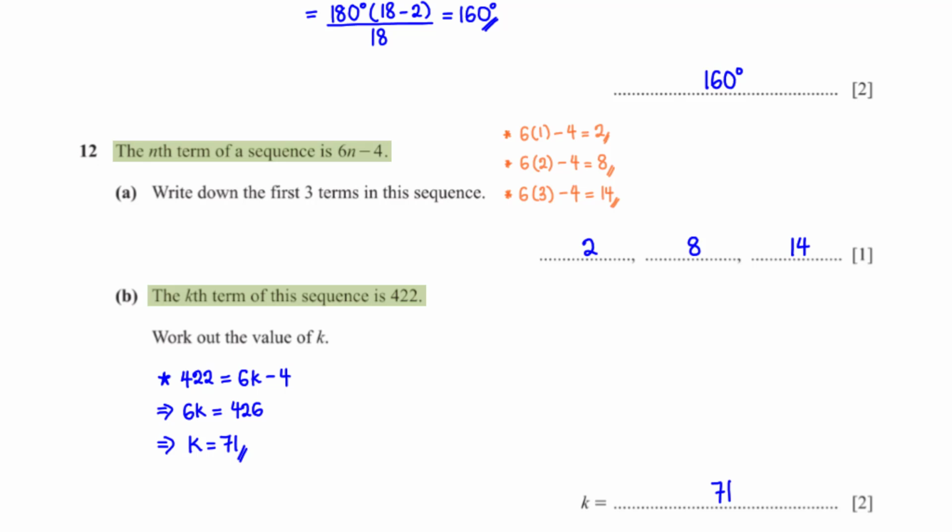The kth term of this sequence is 422. Work out the value of k. To get the kth term, we equate 6k minus 4 to 422. When we add 4 to both sides, we have 6k equals 426. And when we divide both sides by 6, we have k equals 71.